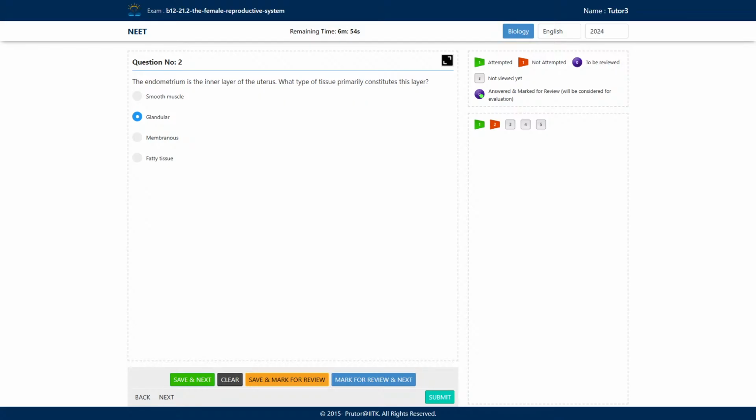Okay, the perimetrium, which is the external layer, is membranous. And the myometrium consists of smooth muscles. So smooth muscles are involuntary. And this myometrium contracts during childbirth. And these contractions help in expelling the baby out of the body of the female through the vagina.